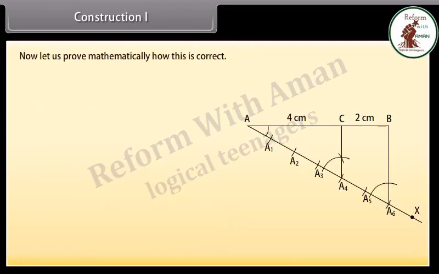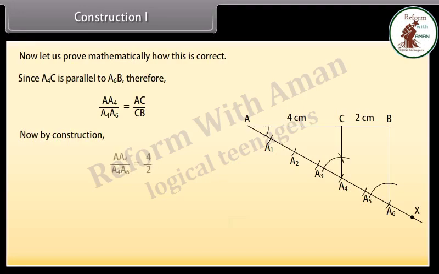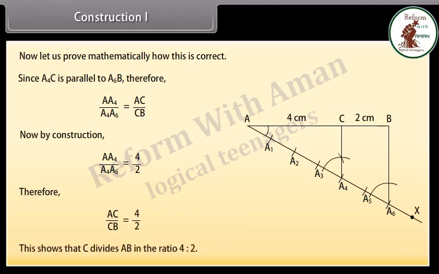Now let us prove mathematically how this is correct. Since A4C is parallel to A6B, therefore by the basic proportionality theorem, AA4 upon A4A6 equals AC upon CB. Now by construction, AA4 upon A4A6 equals 4/2. Therefore, AC upon CB is equal to 4/2. This shows that C divides AB in the ratio 4:2.